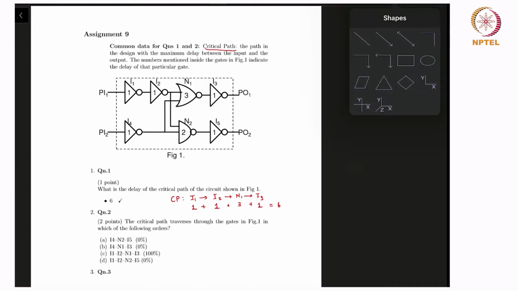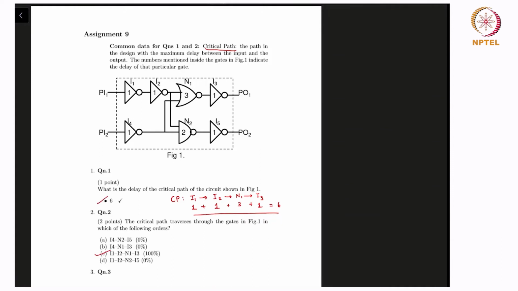In this case, you can verify that the critical path goes like that. It's the highest delay path in this circuit, and it goes through I1, I2, N1, and I3 as shown. It has a delay of 6, and this is the critical path. So that's question 1 and 2.